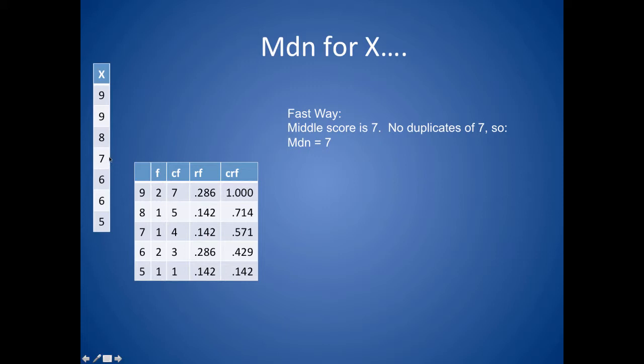The middle score here is halfway between the high and the low. This value, 7, has no duplicates. There's just this one. Middle score is a 7, no duplicates of 7, the median is 7. But let's also use the beast and this frequency table to calculate the median and make sure we get the same answer.